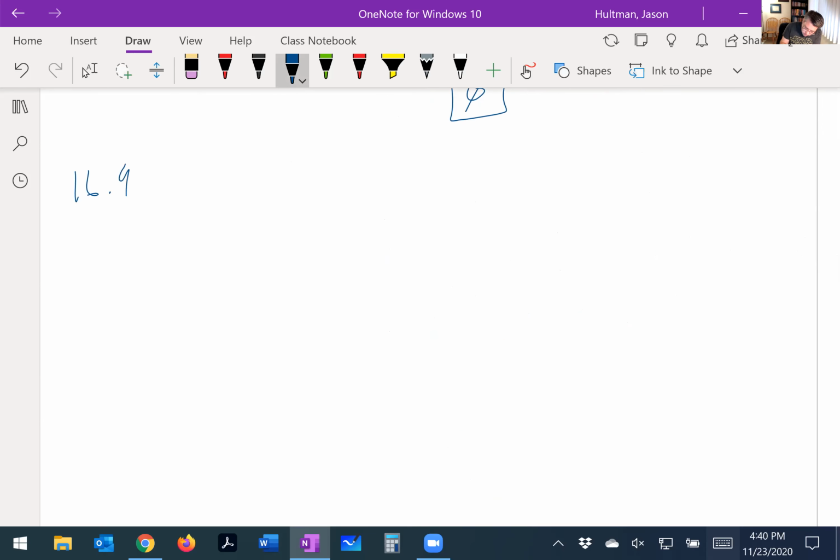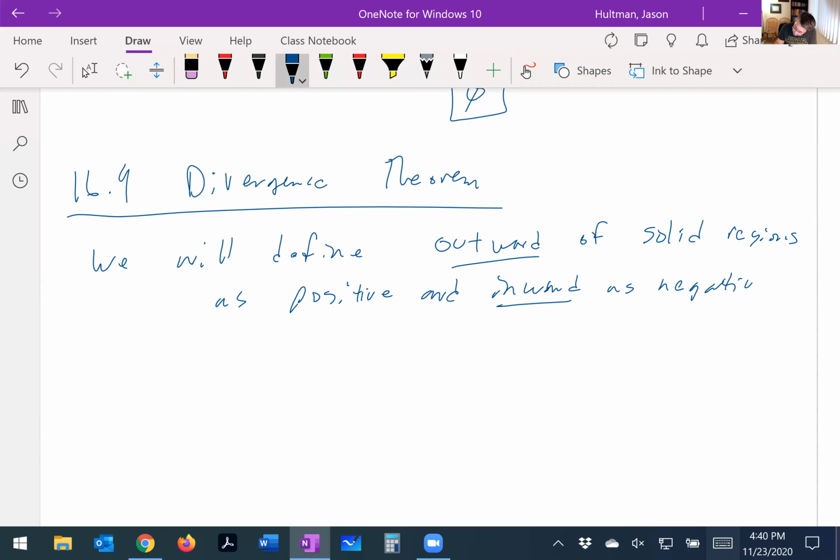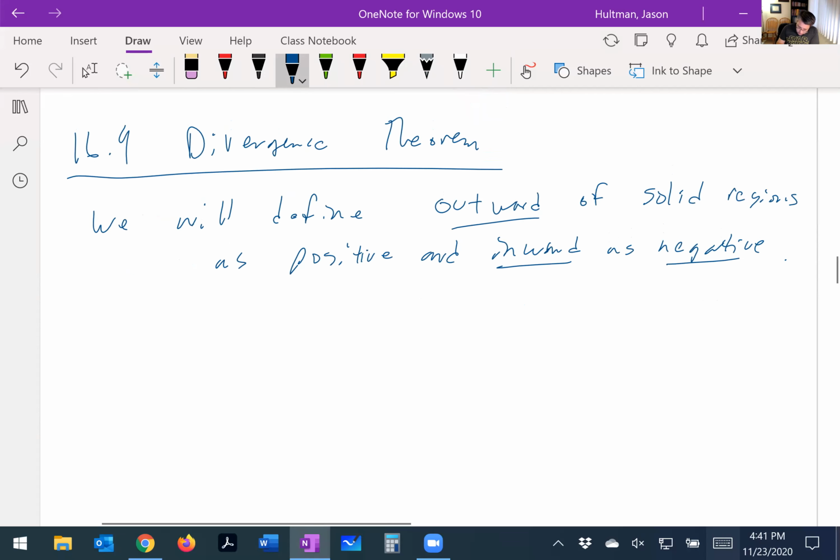Okay, 16.9, the divergence theorem. So we will define outward normals of solid regions as positive and inward as negative. Okay, the divergence theorem.